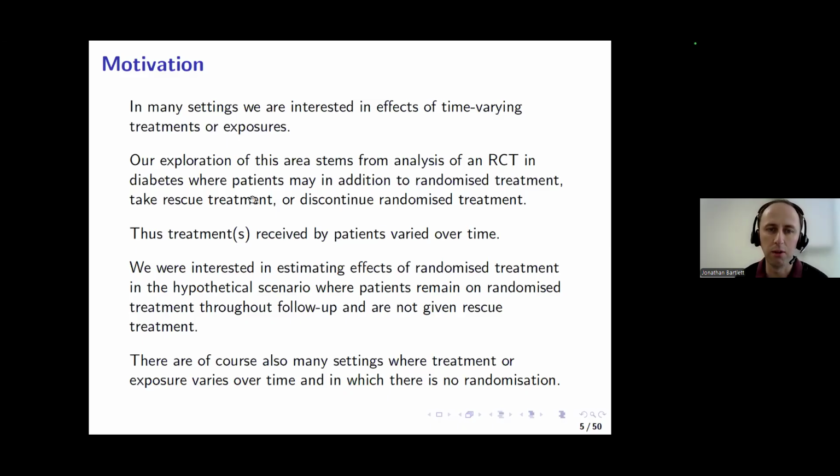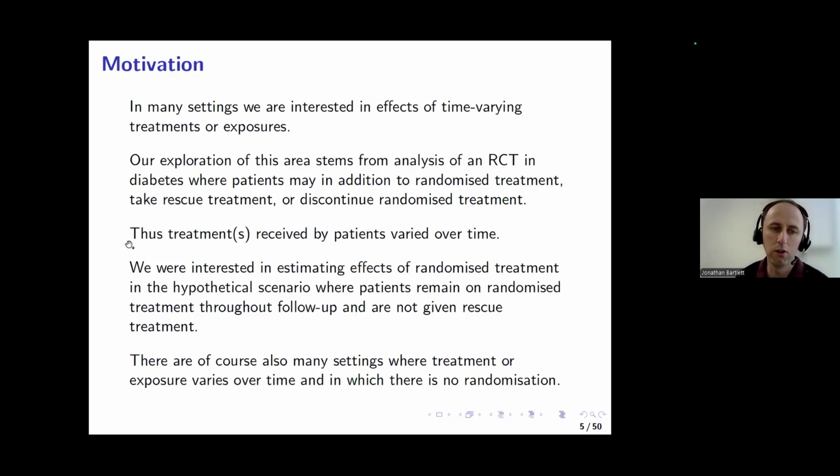And in the particular situation that we were working on, we were looking at the analysis of randomized trials in diabetes in particular, where patients may, in addition to their randomized treatment, be given some so-called rescue treatment if their diabetes becomes uncontrolled, or they may discontinue randomized treatment. And so the randomized treatment and the rescue treatment received by patients varied over time in these trials.